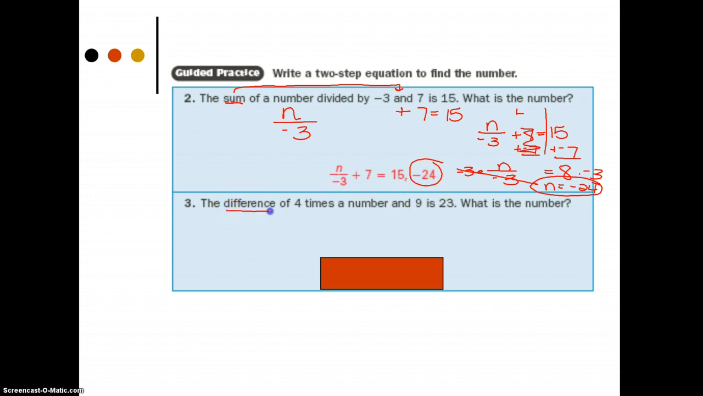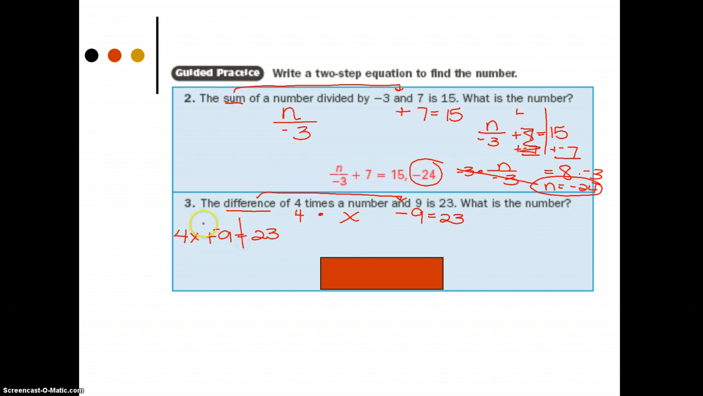Number 3, the difference is subtraction. There's the and, put subtraction. Go back. 4 times a number is variable, minus, because there's the and, 9 equals 23. So the problem that I have is 4x minus 9 equals 23. I'm going to change subtraction to adding the opposite.